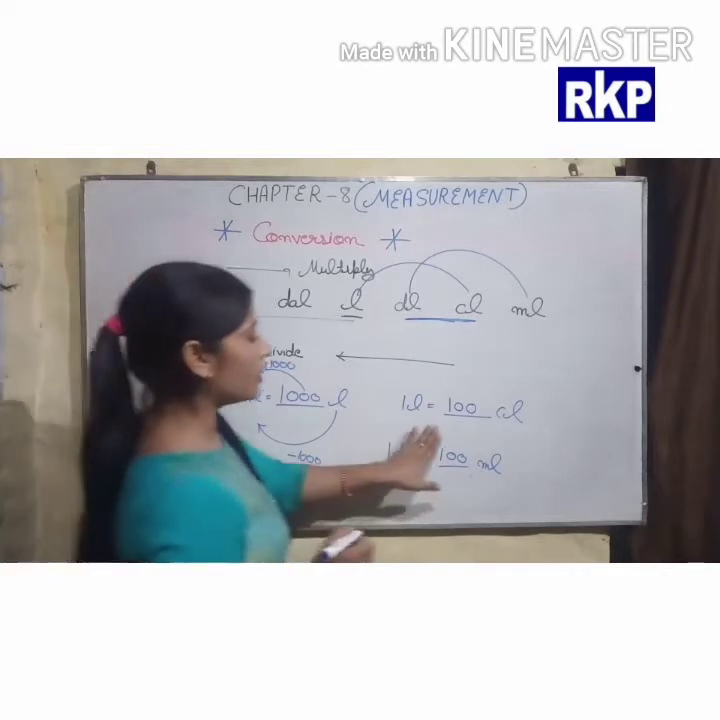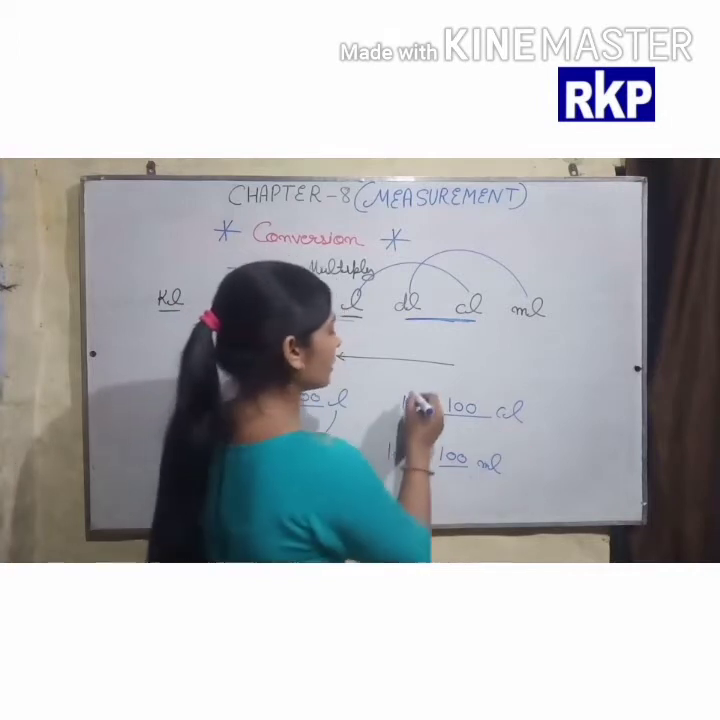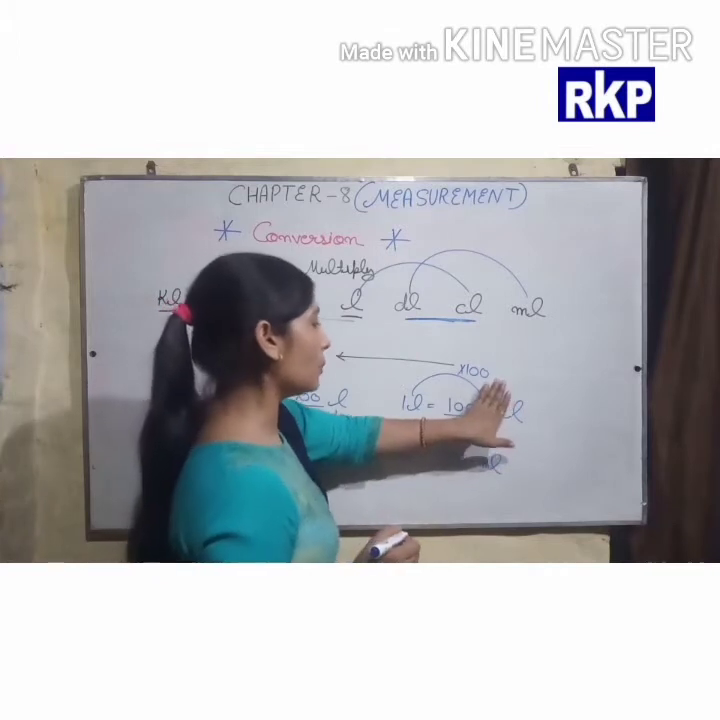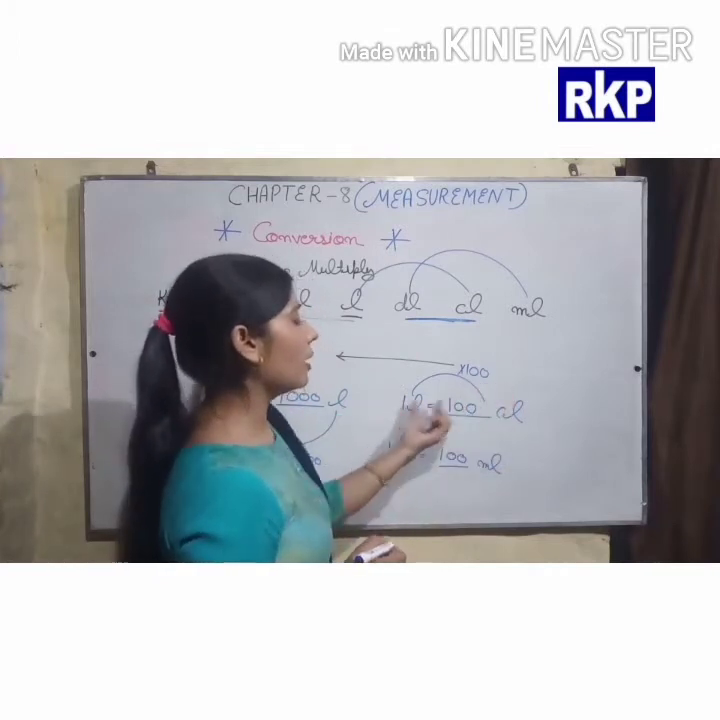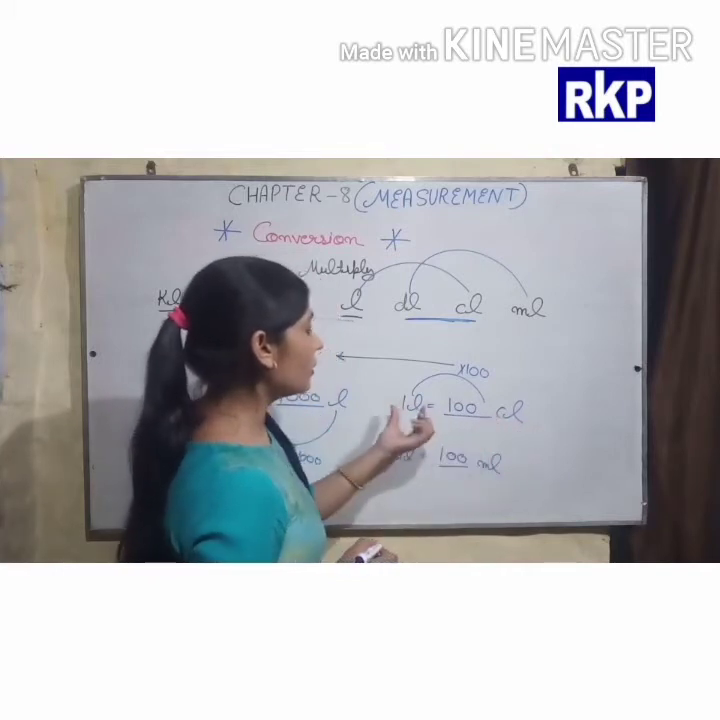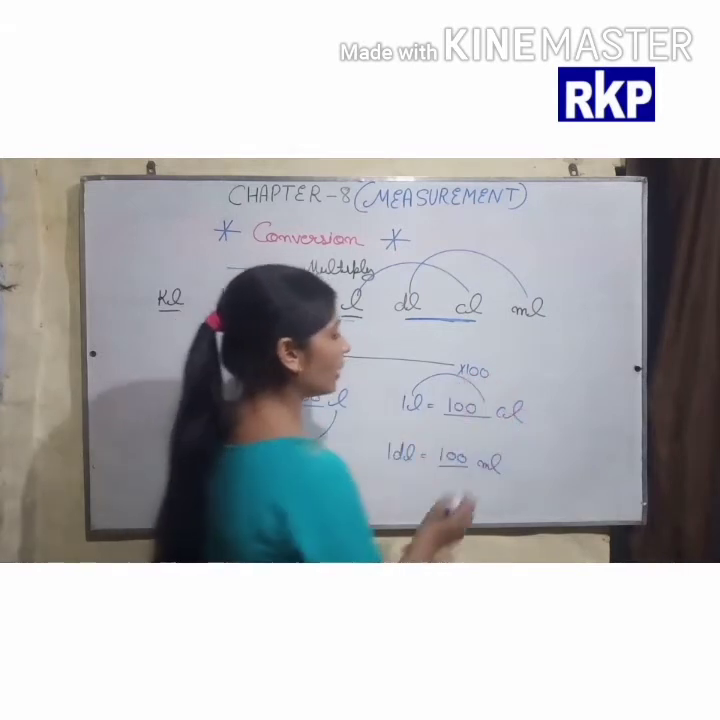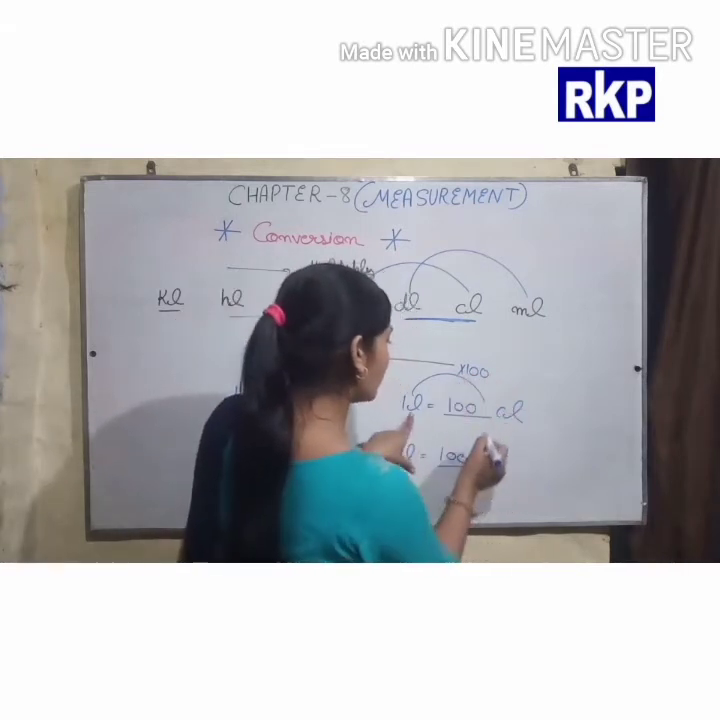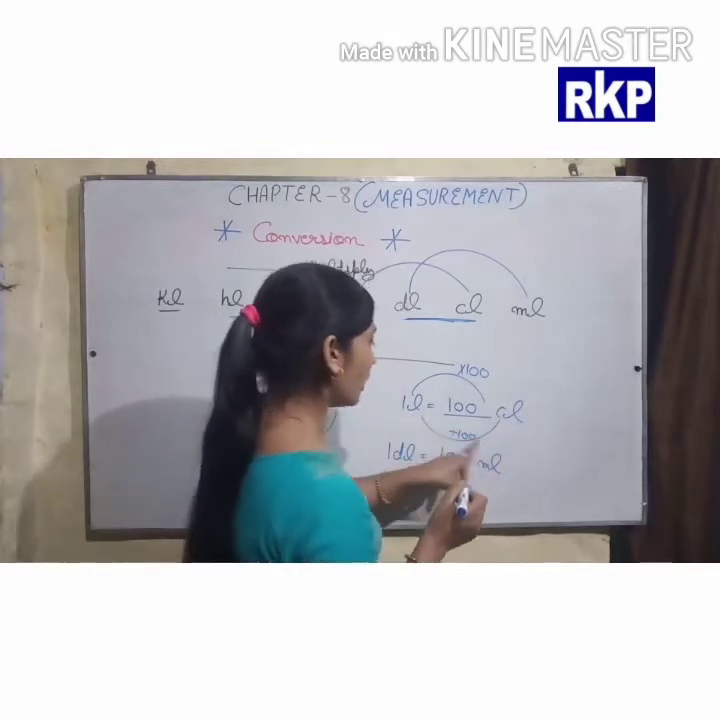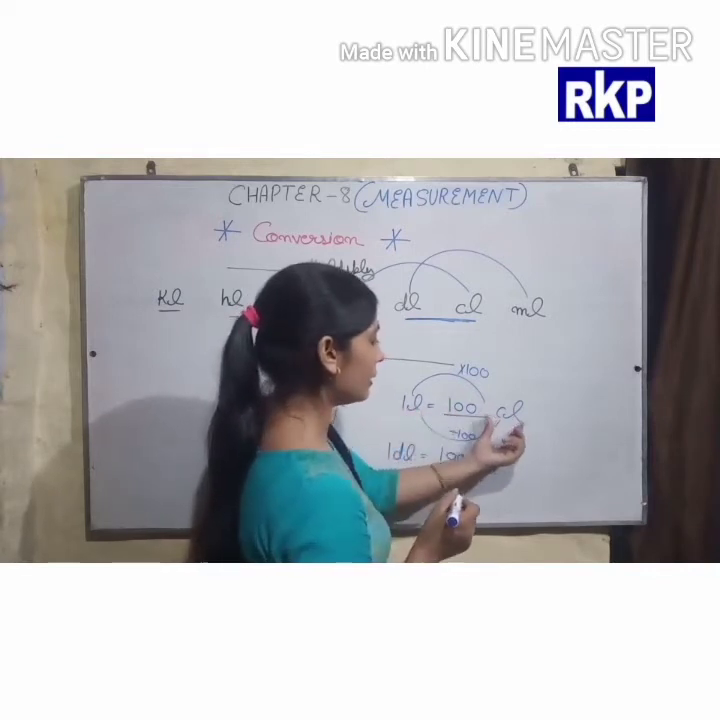And here, if we convert liter into centiliter, then we have to multiply by 100, because liter is the bigger unit and centiliter is the smaller unit. When we convert a bigger unit into a smaller unit, we multiply, and when we convert a smaller unit into a bigger unit, we divide. And here 1 liter is equal to 100 centiliters is written.